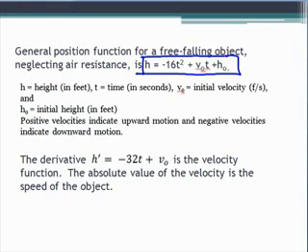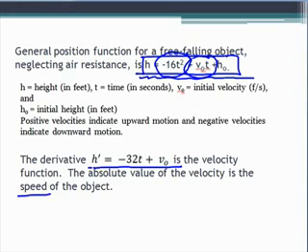And if I took the derivative of this function right up here, we would get this. So the derivative of this, 2 times negative 16, negative 32, t to 1 less power, and then the derivative of this is just the initial velocity. And the absolute value of the velocity is the speed of the object. All right, so using that formula, let's try this problem.